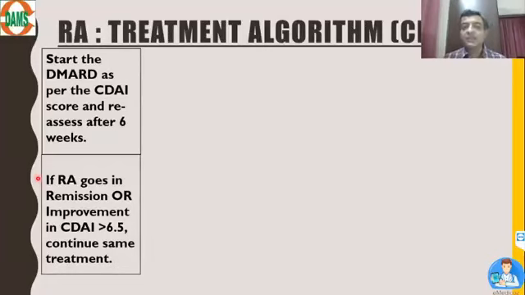If the CDAI score has improved by more than 6.5, that means the medicine is working and you continue the same treatment. That's what you want to do.